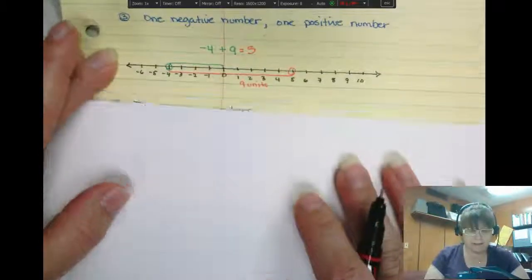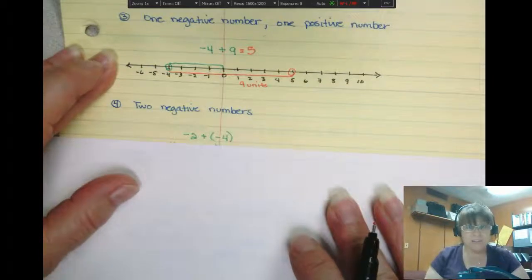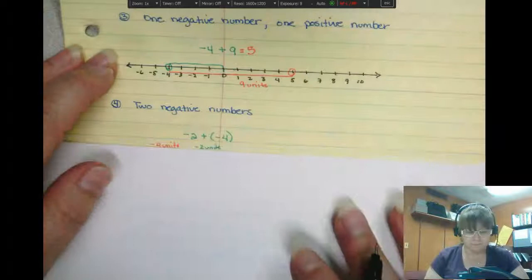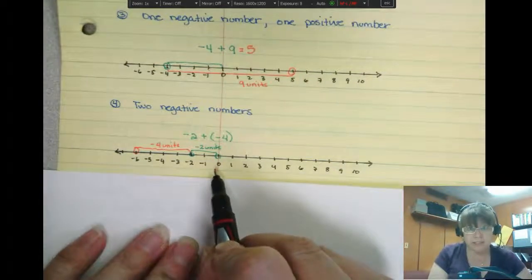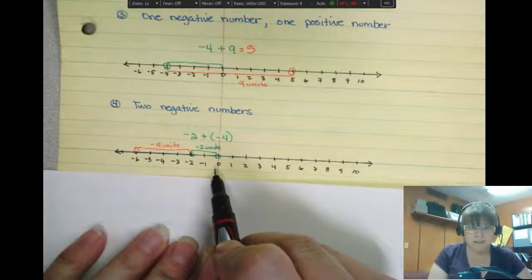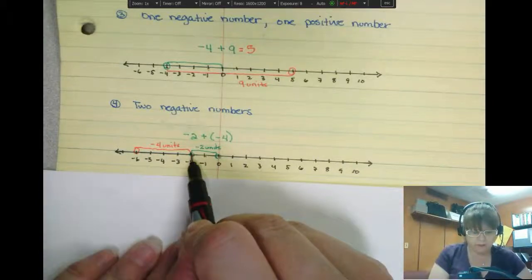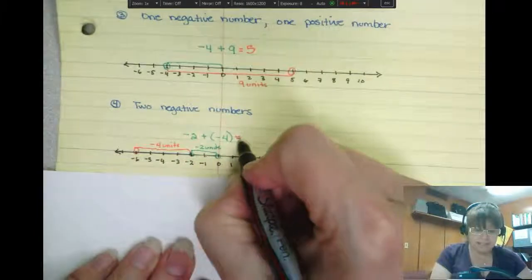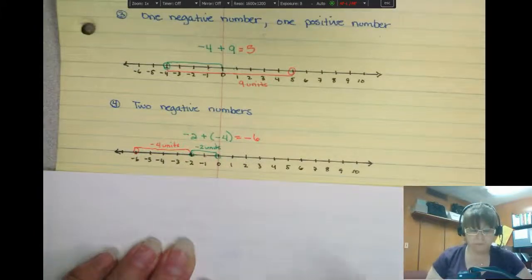Now let's try two negative numbers. So a negative 2 plus a negative 4. I start at 0 and I go negative 2 units. That means 2 units to the left. 1, 2. And now I add 4 more units to the left. 1, 2, 3, 4, and I end at negative 6, and that's my solution.